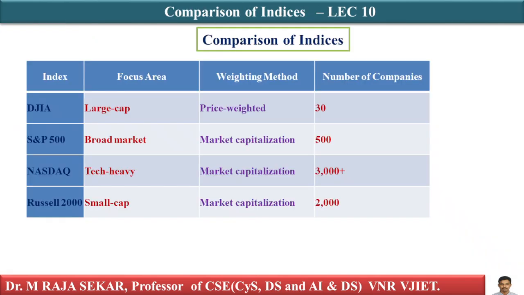If you compare all these indices, Dow, S&P 500, NASDAQ, and Russell 2000: Dow is focused on large cap, S&P 500 is the broader market, NASDAQ is tech heavy, Russell 2000 is small cap. Dow uses the price weighted method, whereas S&P 500, NASDAQ, and Russell are all market capitalization weighted. In number of companies, Dow has 30, S&P 500 has 500, NASDAQ 3000 plus, and Russell 2000 has 2000 small cap companies.